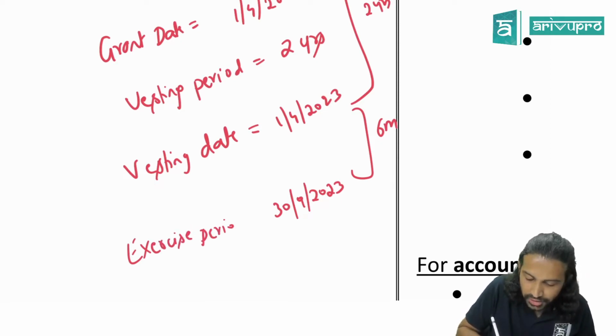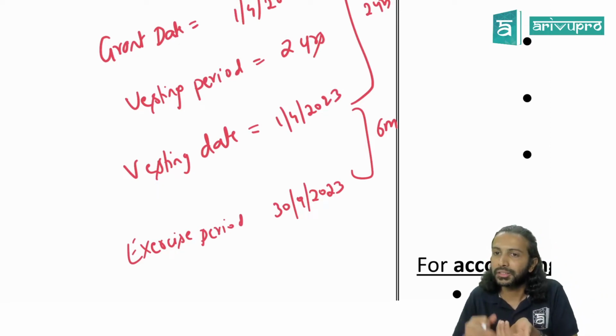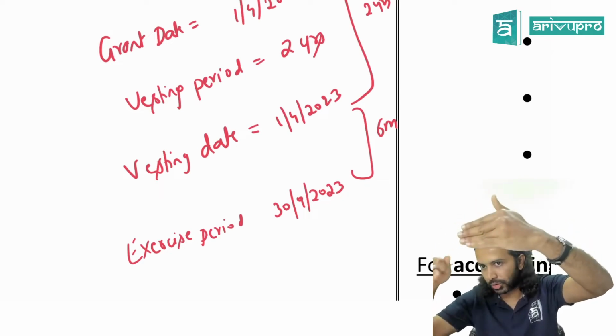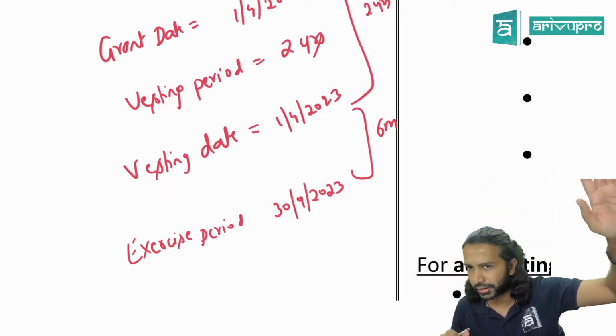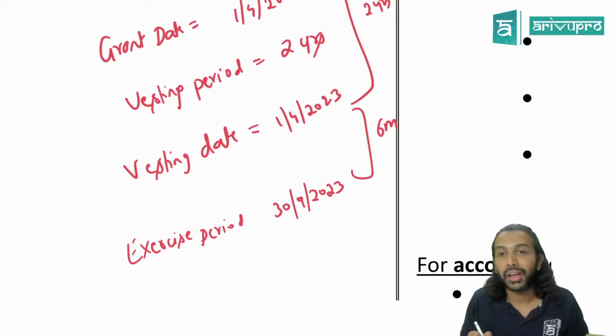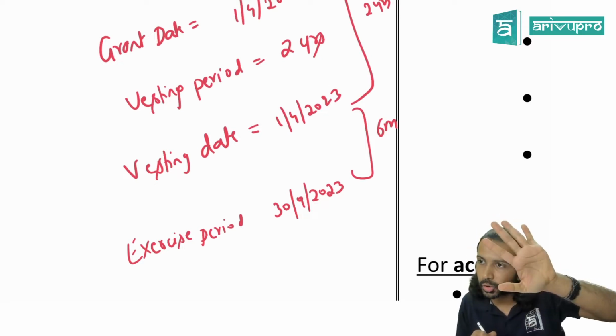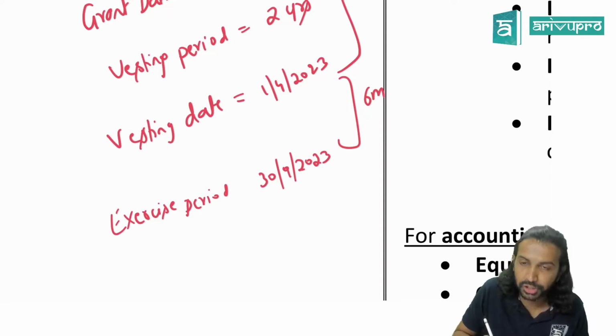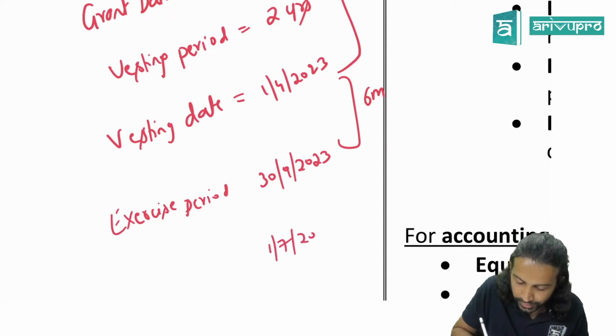That we call the exercise period. Basically, the exercise period is nothing but some extra time given from the vesting date. If you're giving any extra time, could be 6 months, 3 months, 1 year, doesn't matter, that extra time we call the exercise period. Are we okay? Alright, let's say one particular employee bought the shares on 1st July 2023 only.